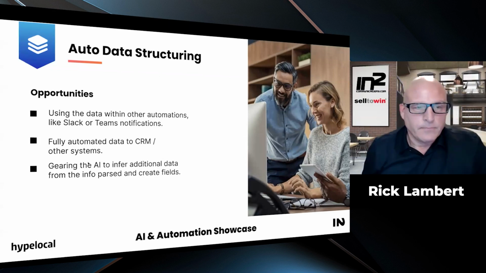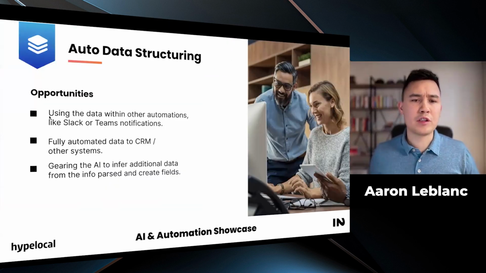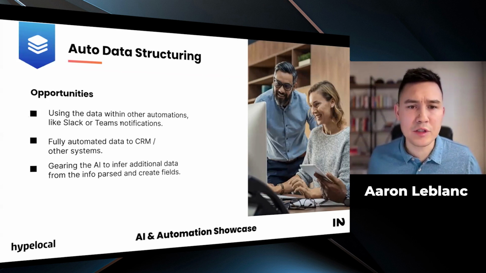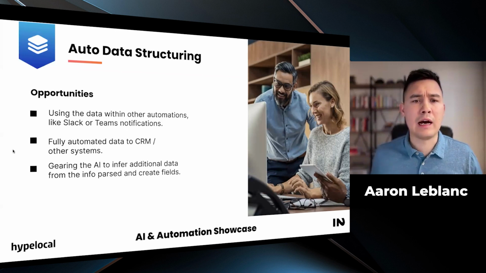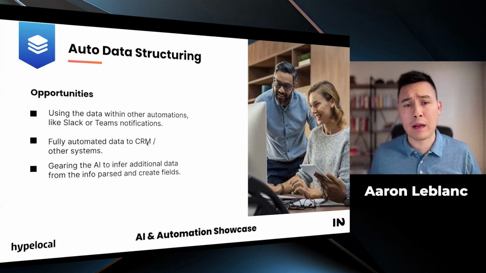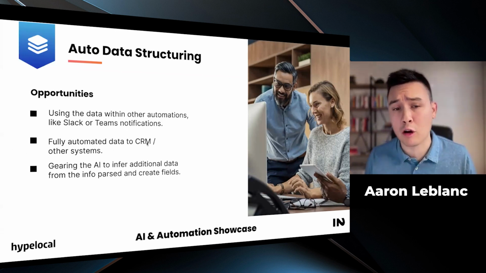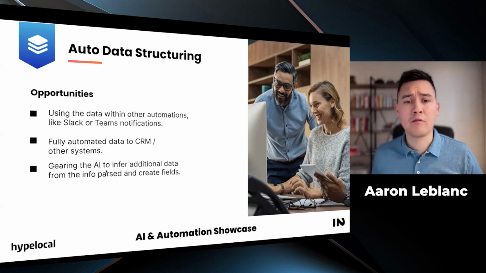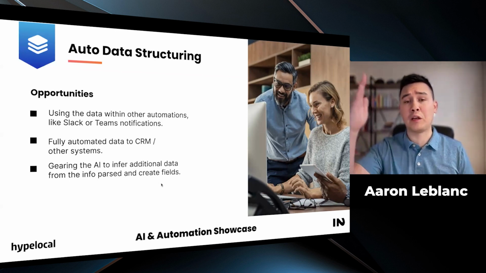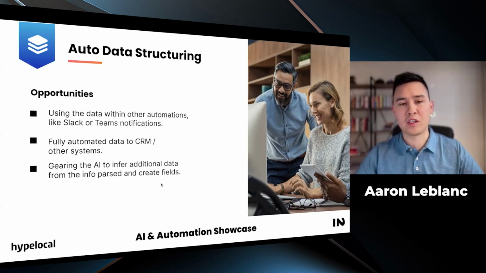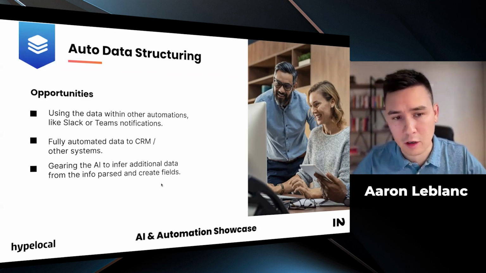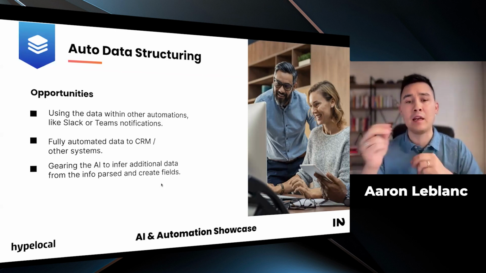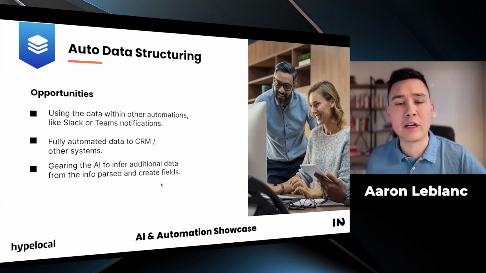Sorry. No, perfect. So, I talked about the opportunities of using that data within other automations like Slack or Teams, automating the data into a CRM or other systems, maybe your QuickBooks account, right? As an example, gearing the AI to infer additional data from the info parsed and create new fields, like checkboxes, like, hey, is this a decision maker, right? Boolean fields that we can then use in our automations later down the line.